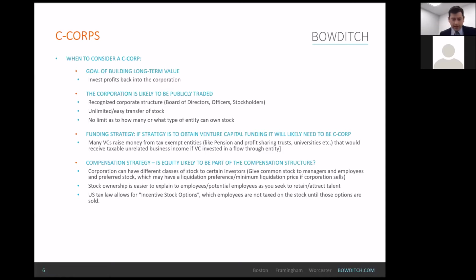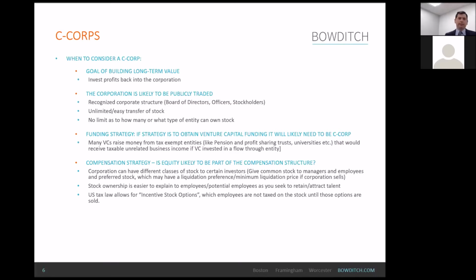If the goal ultimately, again, this kind of goes hand in hand with developing long-term value, is to go public and be a publicly traded company, a C Corp provides the recognized corporate structure that investors like to see. The corporate governance structure would be a board of directors overseeing officers who are running the company on a day-to-day basis, and obviously stockholders are the actual quote-unquote owners of the company. C Corps provide the ability to both create an unlimited amount of shares and the easy transfer of those shares.